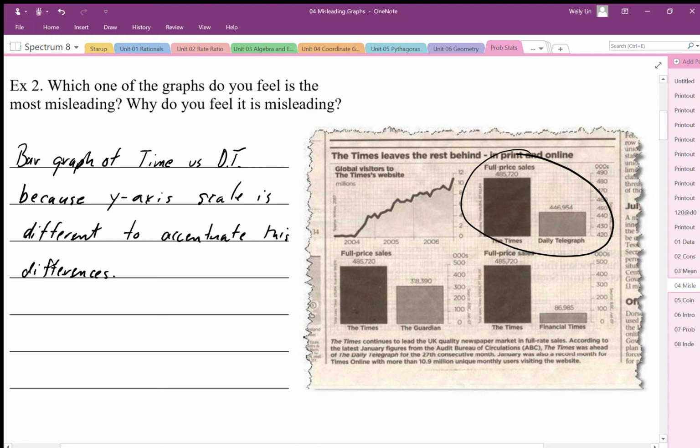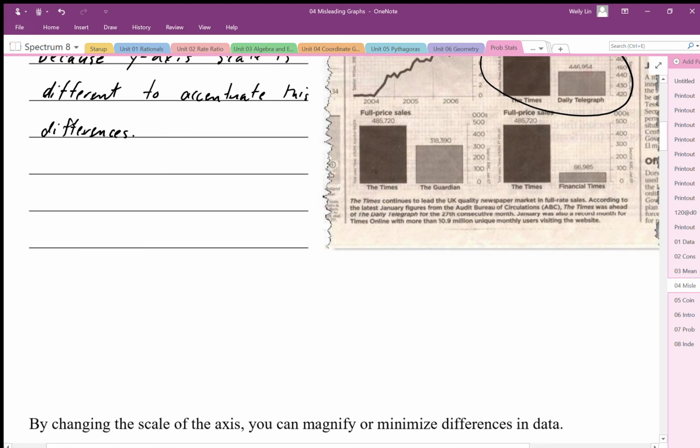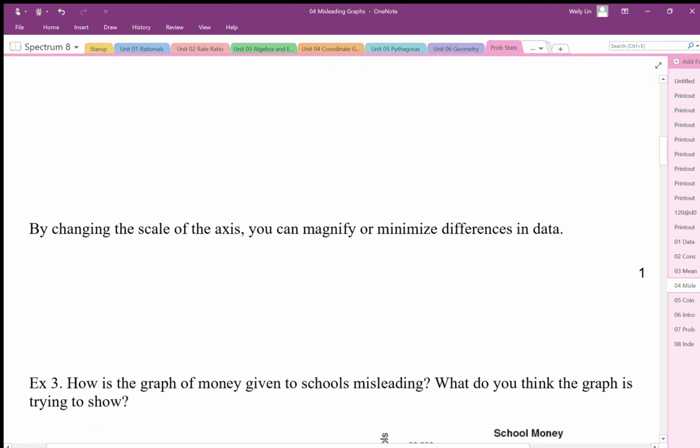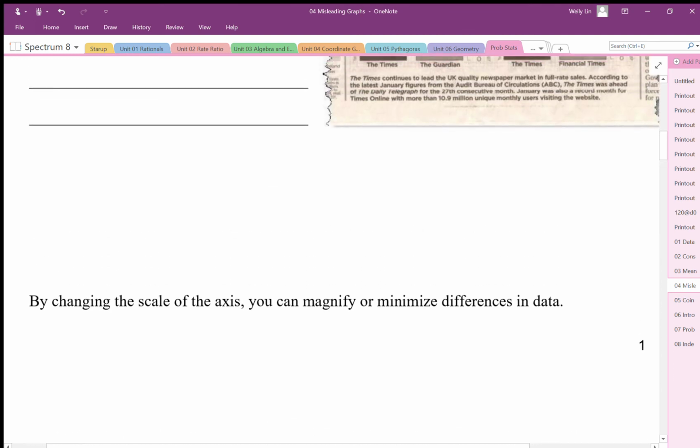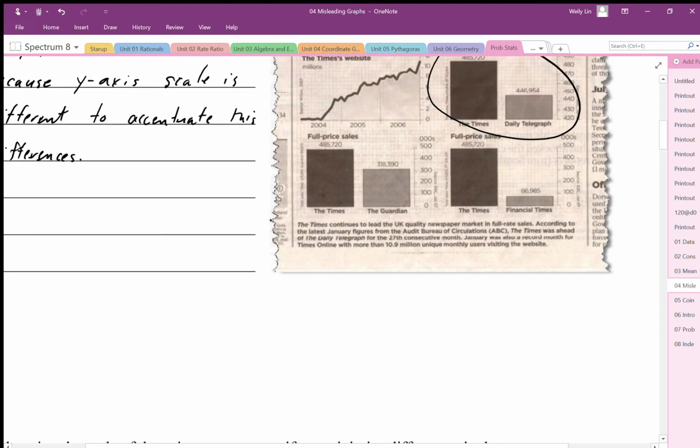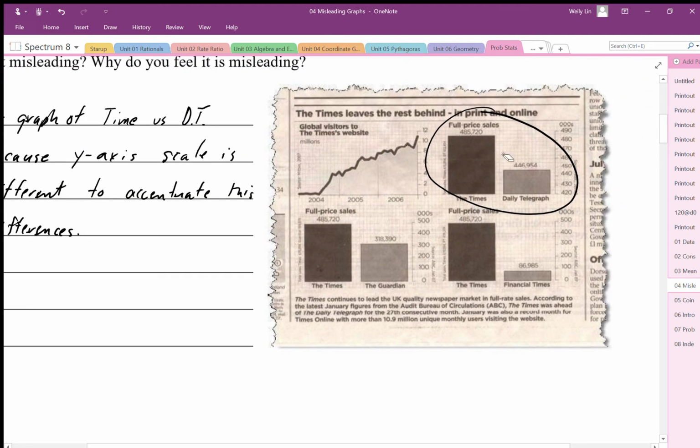Okay. So again, when you manipulate how data is displayed, you can show bigger differences than what actually exist. So by changing the scale and the axis, you can magnify or minimize differences in the data. So in this case, the scaling is magnifying the differences in the data.